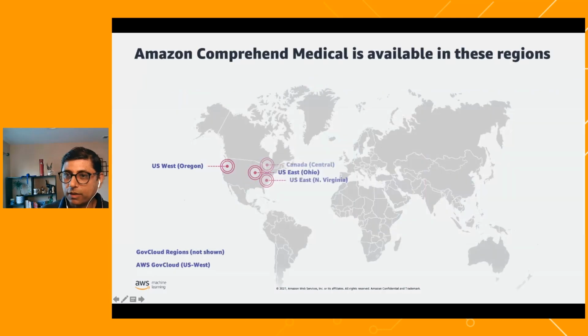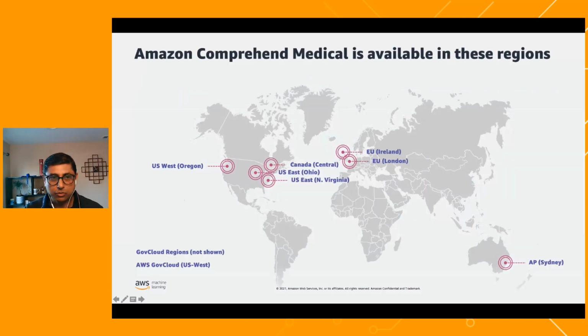Comprehend Medical is available in the regions that are shown right now. It's available in US West, Oregon, in US East, in two locations, Ohio and North Virginia, as well as in Canada, and also in Europe, in Ireland and London, and finally in Australia, in Sydney. And we are constantly looking at adding more regions. It's also available in GovCloud in the US West regions.